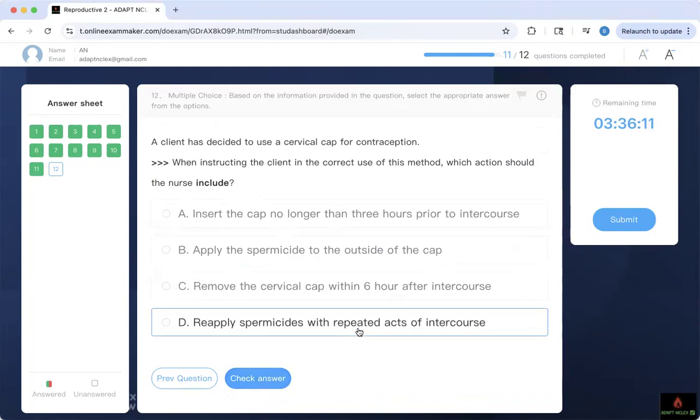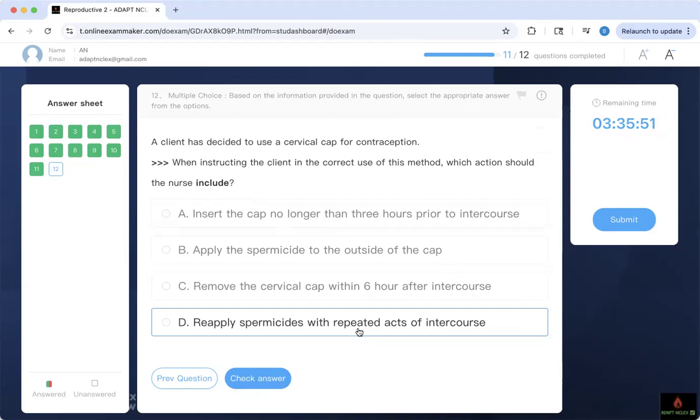And the last question. A client has decided to use a cervical cap contraception. This can be a very tricky question. Cervical cap, there's so many things about it they can ask you. So take a pen and paper and write this contraception down. When instructing the client in the correct use of this method, which action should the nurse include?